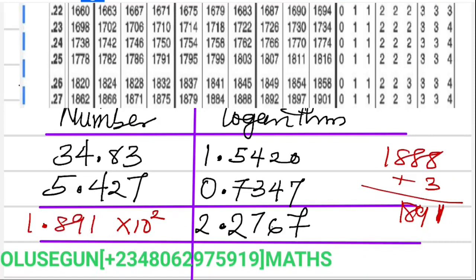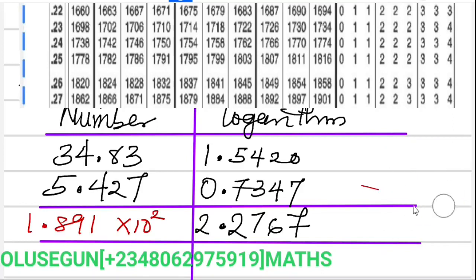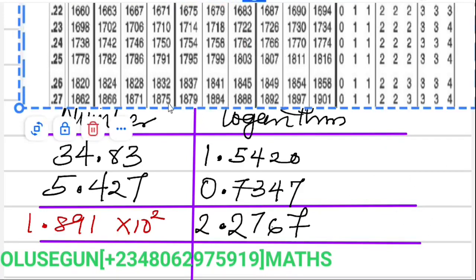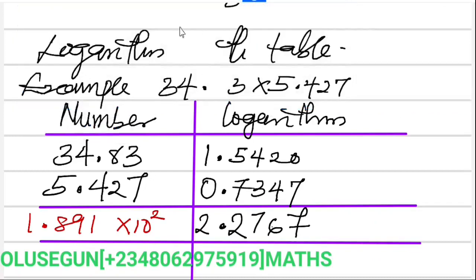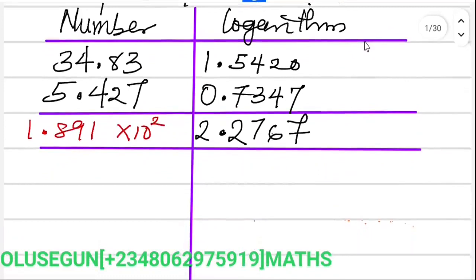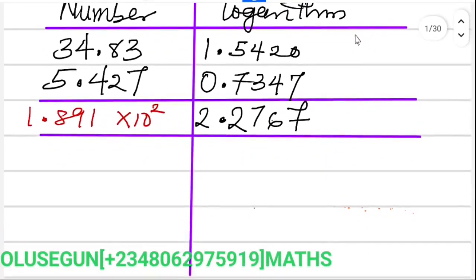So let me clean this, our rough work. Let's clean it, and let me also bring this out of it. So good. Therefore, this is now our working. Since you have gotten the value like this, we just rewrite the antilog.